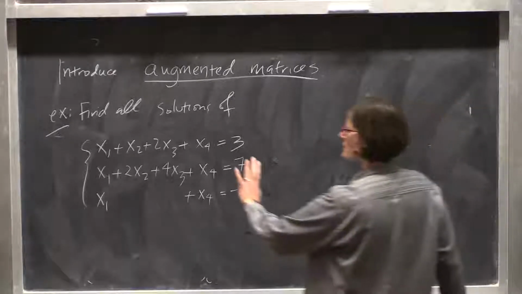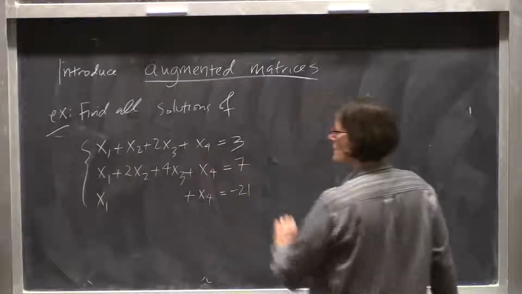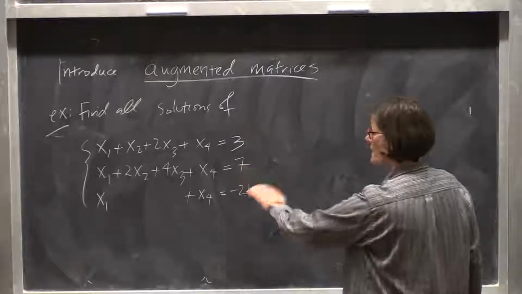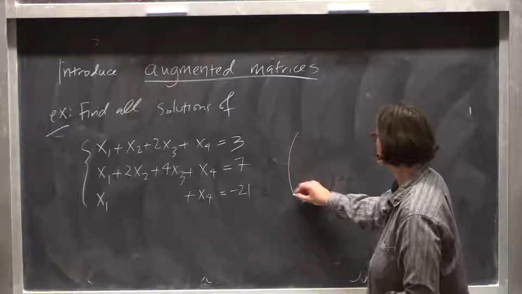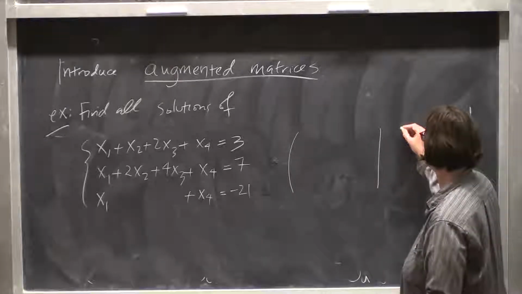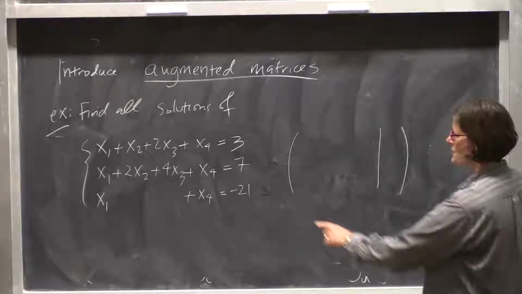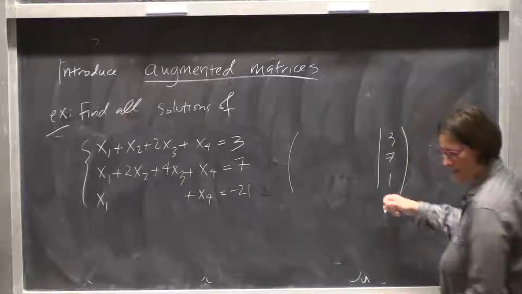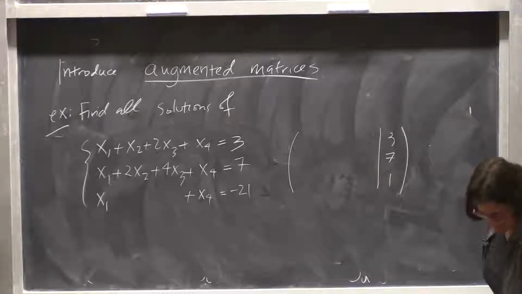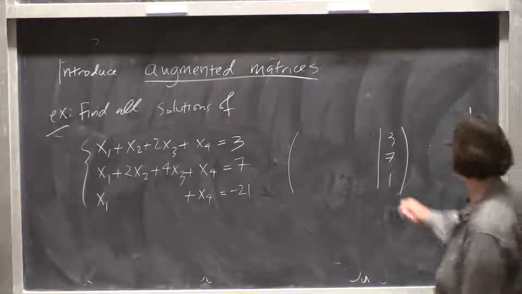The coefficients are going to be on the left, and we're going to keep them in order. And the right-hand side will be the rightmost column. So I'm going to put the right-hand side in: 3, 7, and I put that vertical line there, minus 21.